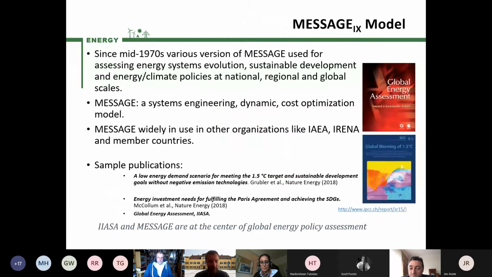Sure. Thanks a lot, Holger, and my apologies for some technical hiccups. I will just quickly give an overview of the MESSAGE model, which will be the tool used in this project. Probably most of you are familiar with MESSAGE. It has been a global integrated assessment model in use since the mid 70s and early 80s. It has been used by different organizations, even for country-level modeling, like the IAEA and IRENA. It's a systems engineering dynamic cost optimization model, and it has been used by IPCC reports and other policy and scientific forums for different types of analysis.